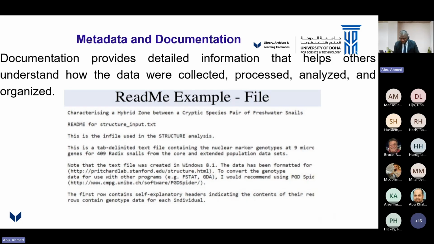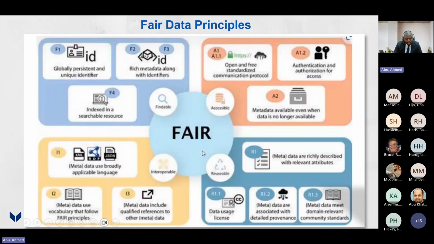Because in a README, you'll find information like the name of the project, a brief description of the project, the data set, the scope of the study, the purpose of the study, the method of data collection, and many others. So basically what the README does is to improve the FAIR data principle.